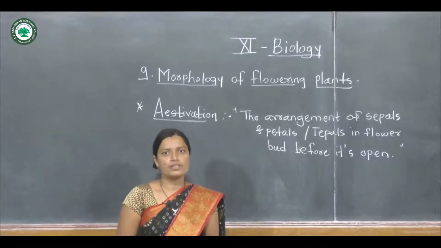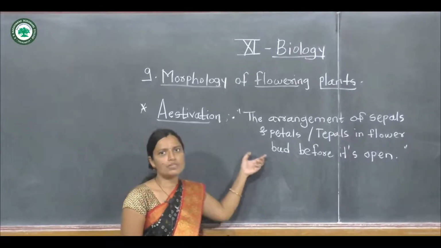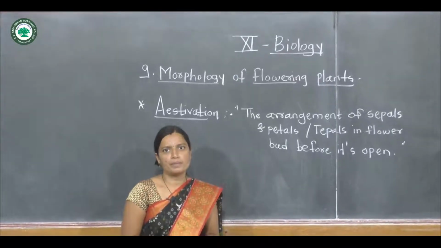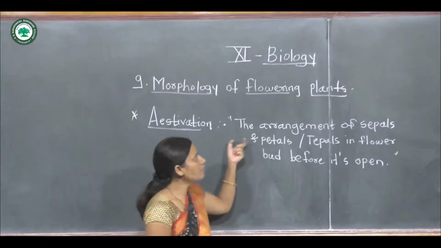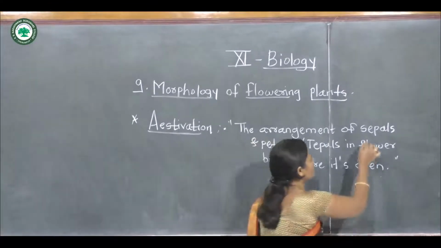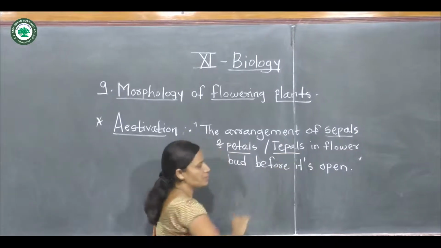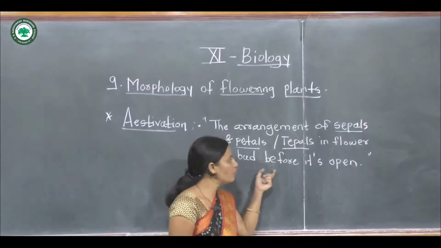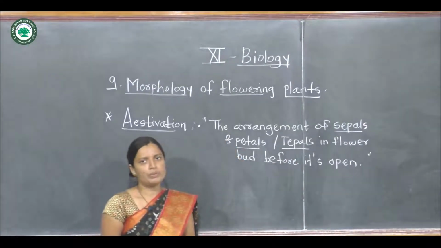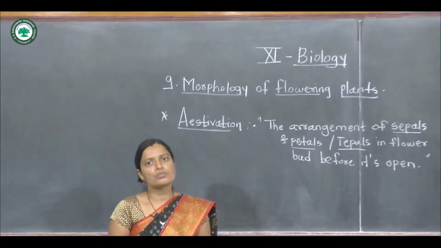Estivation is an important term in the morphology of flowering plants. The definition of estivation is the arrangement of sepals, petals and tepals in a flower bud before it opens. This is the arrangement of the sepals, petals or also the tepals.